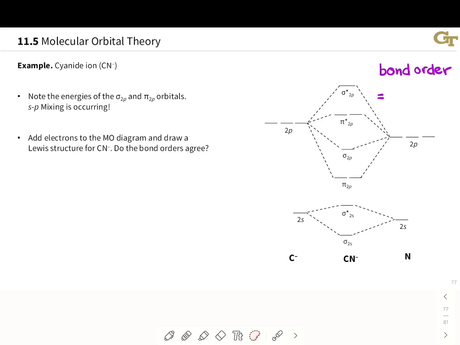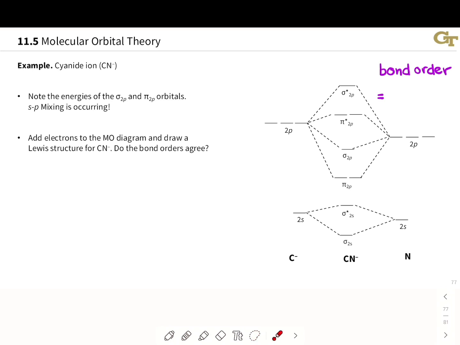I wanted to start this video by looking at another example of a heteronuclear diatomic molecule. This time it's the cyanide anion, CN-. We're going to take a look at the molecular orbital energy diagram, infer the bond order from the molecular orbitals, look at the Lewis structure and compare to the bond order implied by the Lewis structure, the number of lines linking the carbon and nitrogen atoms, and notice a couple of interesting things about this molecule.